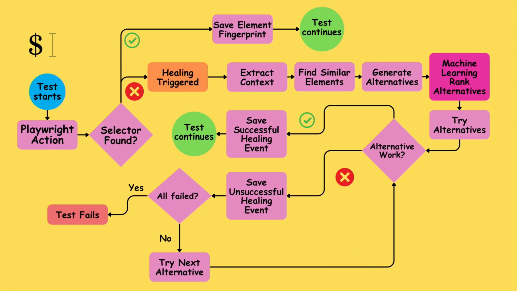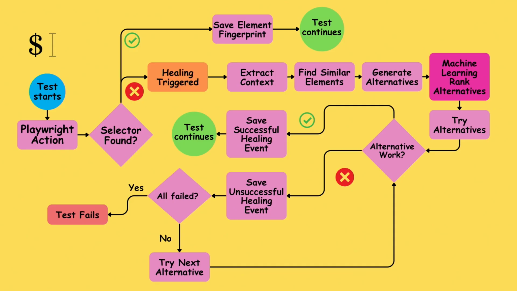Now, the case that interests us more. The one where the action wasn't successful. In this case, if Playwright can't find the element, the healing is triggered. When the healing is triggered, there are a bunch of things that need to happen before attempting to heal. The first thing in the healing process is to extract information for the failed element so the system can search in the database for similar fingerprints.